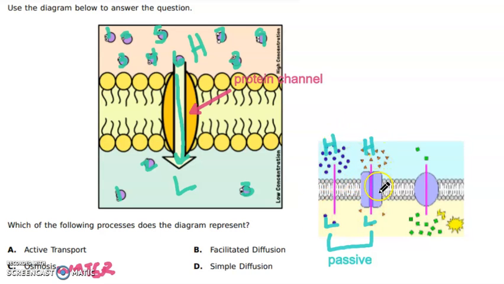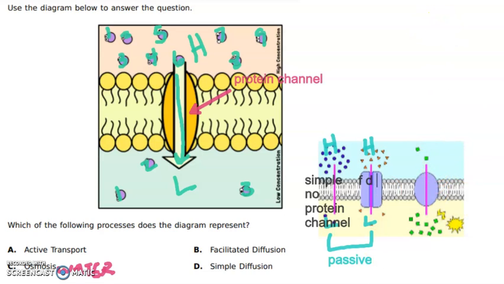The difference between the 2 here is that for simple diffusion, which I'm going to make in black, which is here, we have no protein channel. And for passive transport here, for facilitated diffusion, I'm just going to put FD for facilitated diffusion, we have a protein channel, like a pump. Okay, so let's look over here.